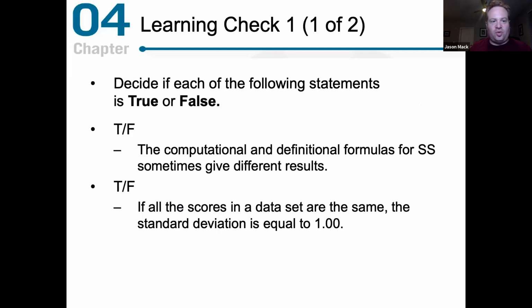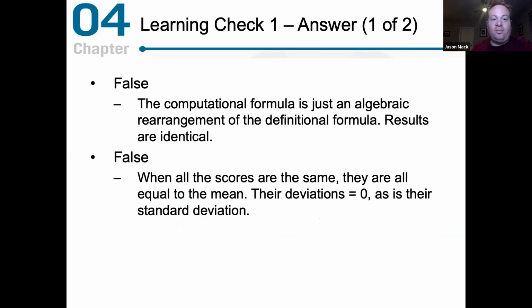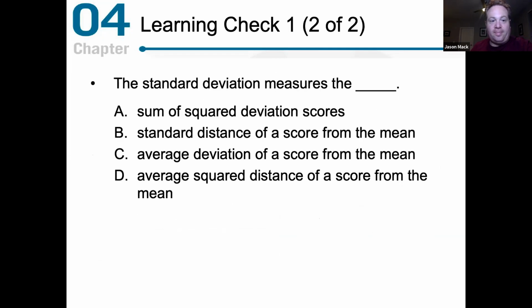So decide if these are true or false. The computational and definitional formulas for the sum of the squares sometimes give different results. True or false: if all the scores in the data set are the same, the standard deviation is equal to 1. Both are false. The computational formula is an algebraic rearrangement of the definitional formula, so results are identical. And false, when all scores are the same, they're equal to the mean, their deviations are 0, as is their standard deviation.